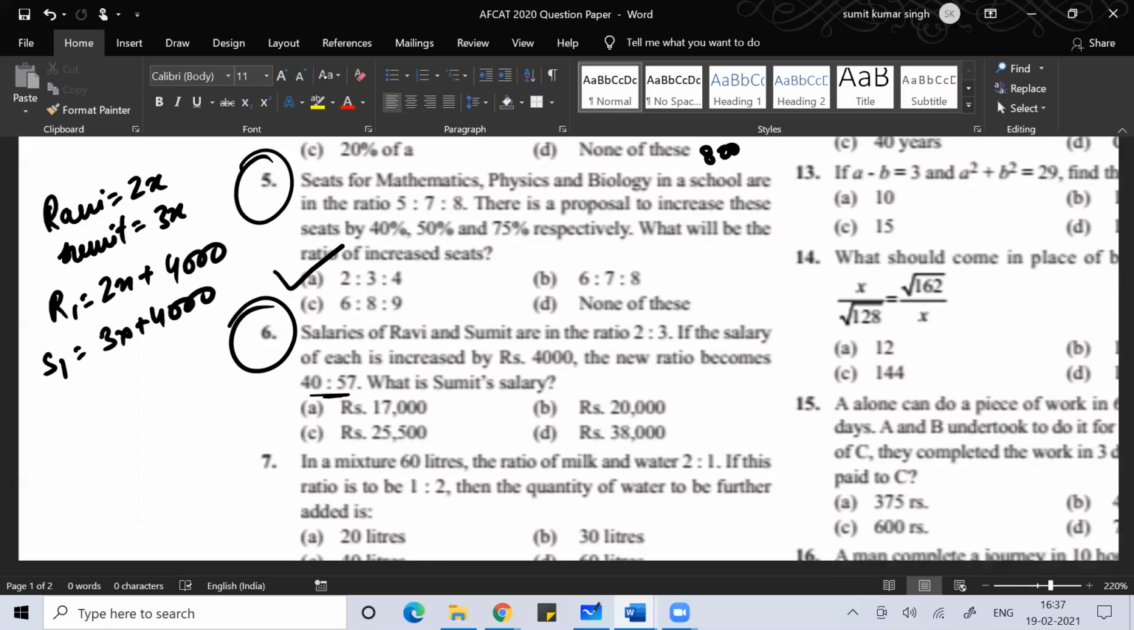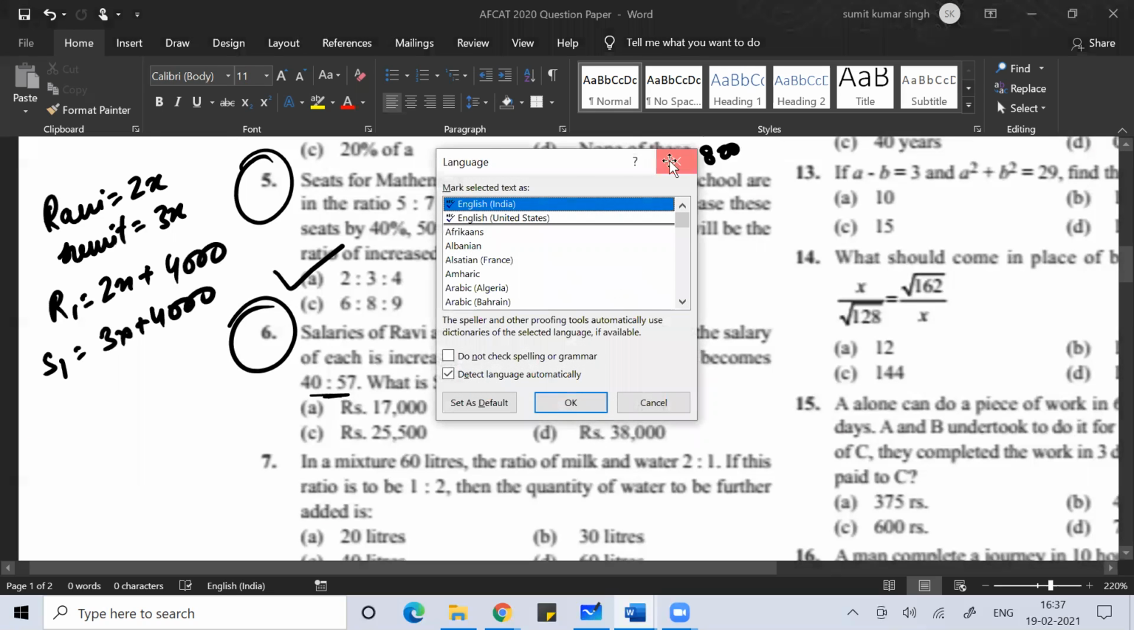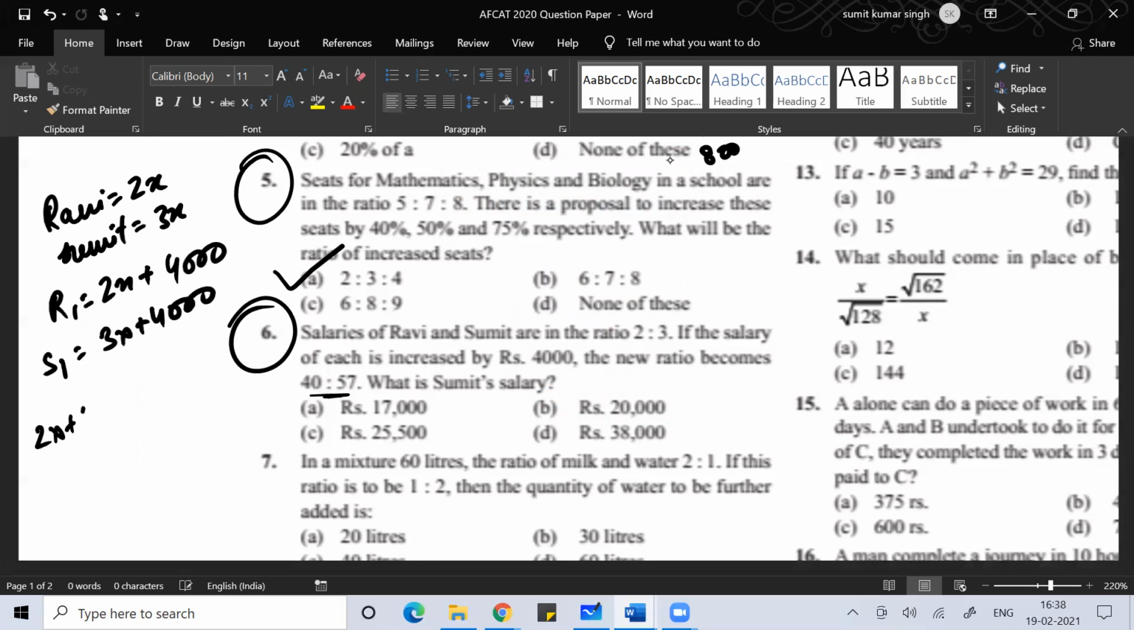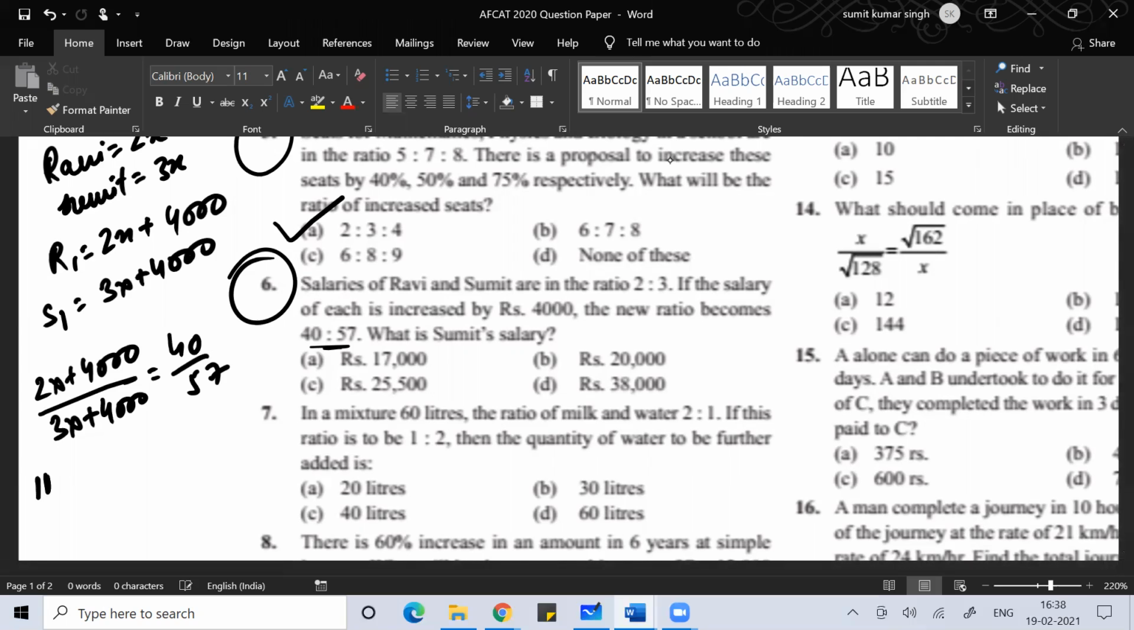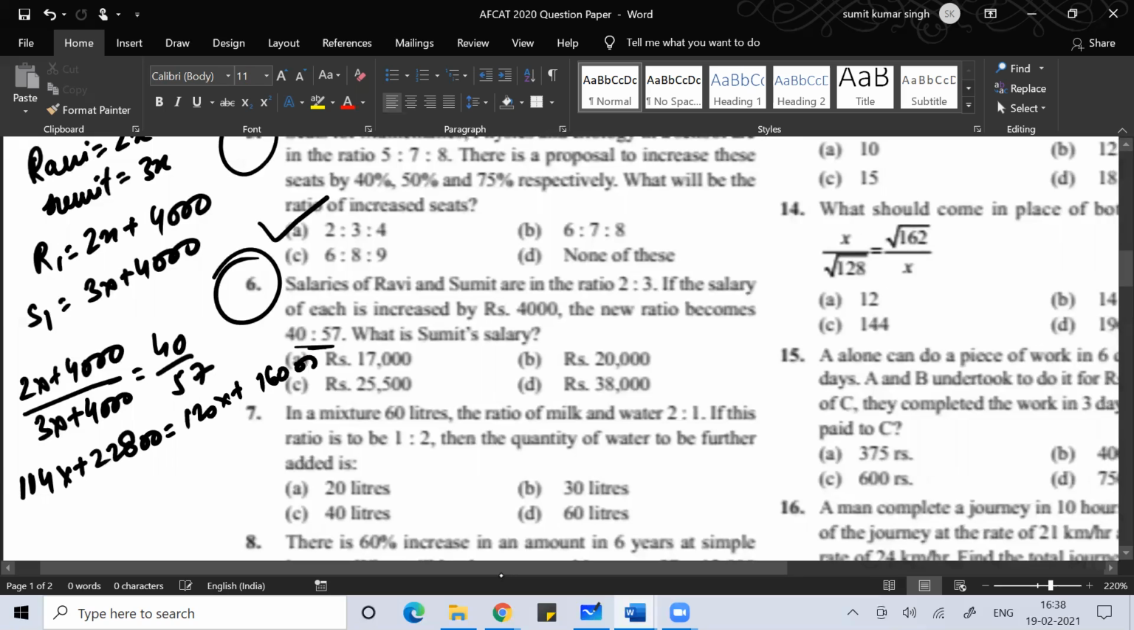So now the new ratio, 2x plus 4,000 divided by 3x plus 4,000 is equal to 40 by 57. So you can cross multiply. So this will be 114x plus 228,000, this will be 120x plus 160,000. So you solve this. This is 6x is equal to 68,000. So x is equal to 34,000 by 3.